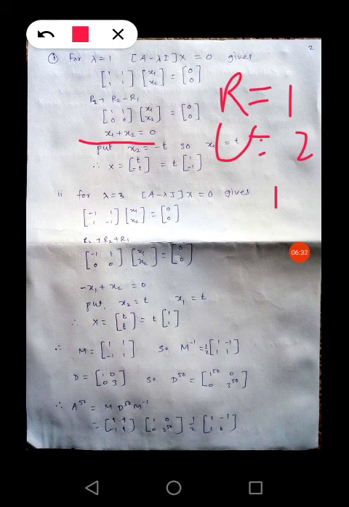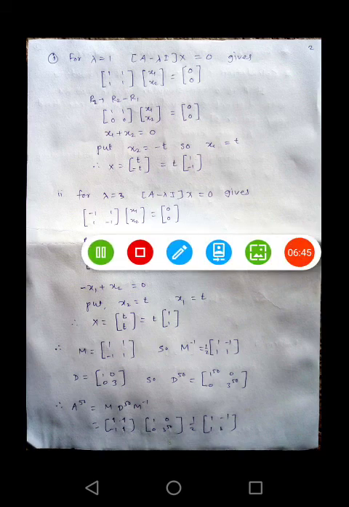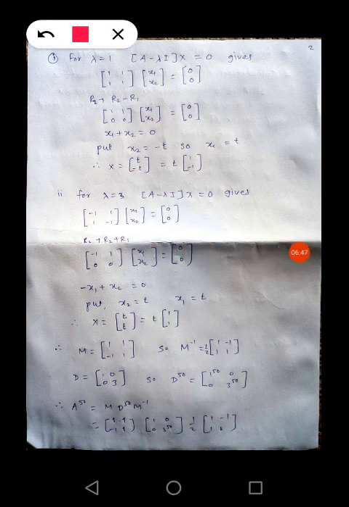As x2 is equal to minus t, then x1 is equal to t. Therefore the vector is t, minus t, and it is [1, -1]. Now for the second, lambda is equal to 3. A minus lambda I into X is equal to 0 gives 2 minus 3, which is minus 1, 1 as it is, 1 as it is, and here it is minus 1, x1, x2 is equal to 0.